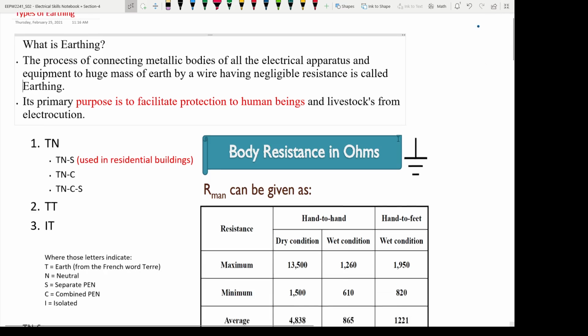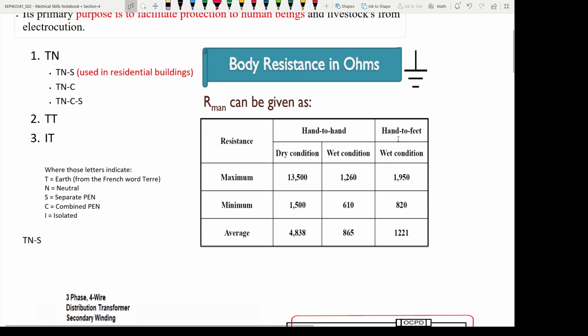A simple data is given here. You can see there are some values given here: hand to hand, dry condition, wet condition, how much resistance there is, and hand to feet in wet condition, and the maximum and minimum limits are shown here. On average, we have 4 kilo ohms or close to 5 kilo ohms hand to hand resistance in dry condition, and hand to feet we have almost 1.2 kilo ohms. Okay, let us round it in kilo ohms.